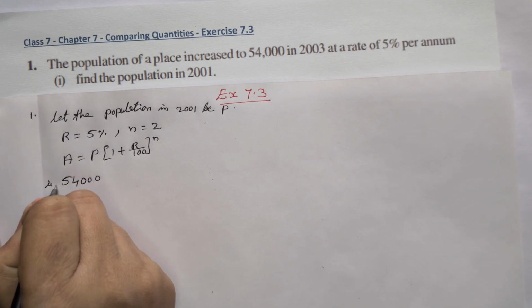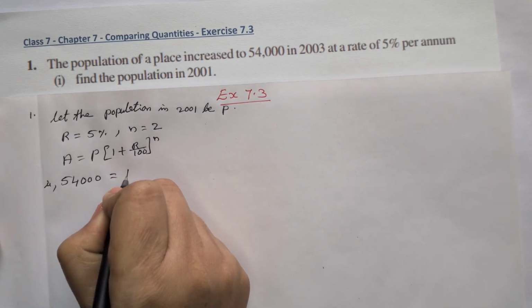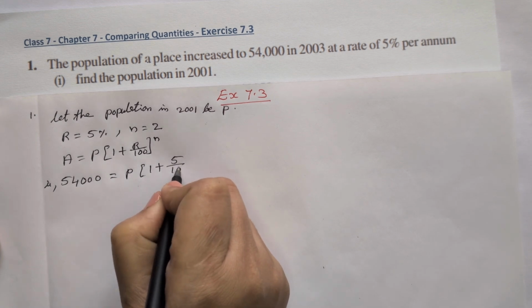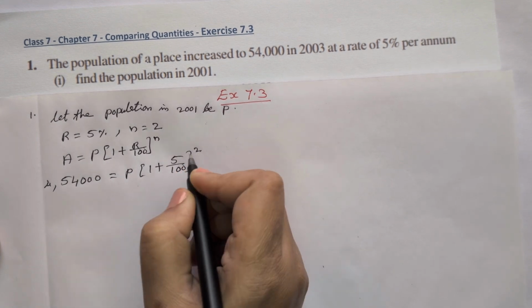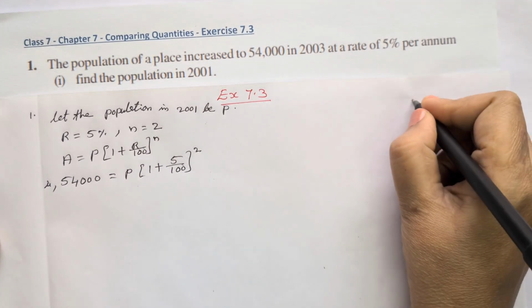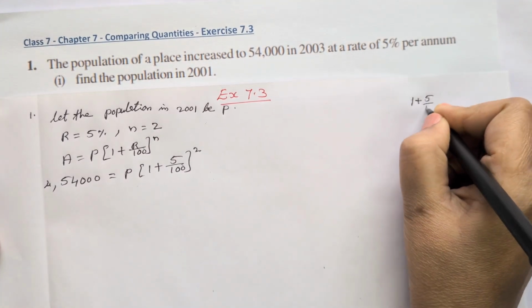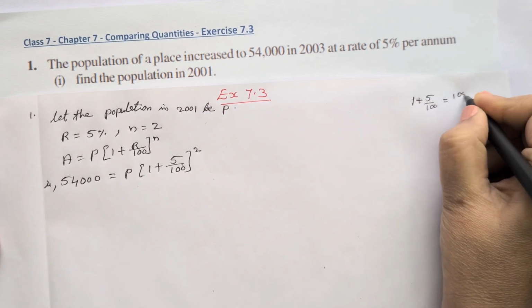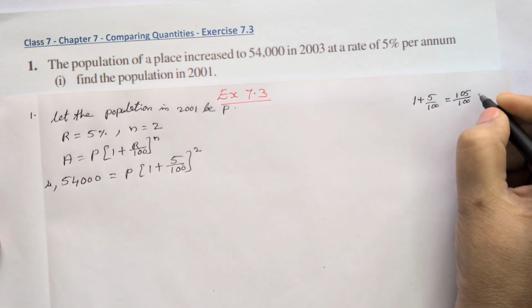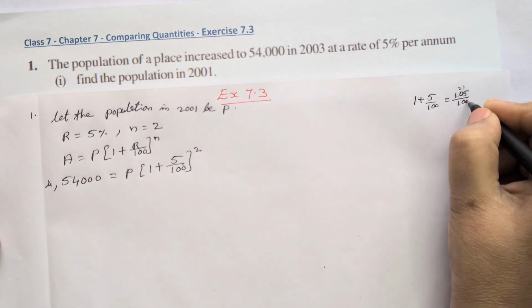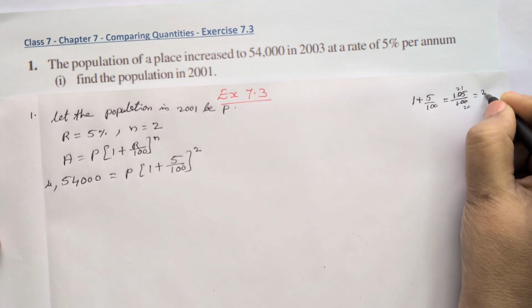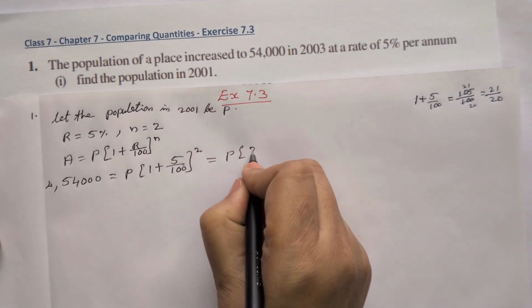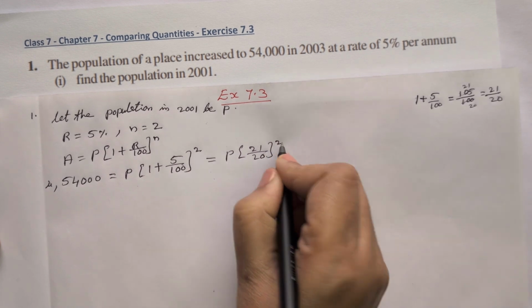54,000 is equal to P. We have to find 1 plus R is 5 by 100, and n is equal to 2. Simplifying this, we can do it here. 1 plus 5 by 100. Take 100 as the LCM. It will become 100 plus 5. That means 105 by 100. When we are simplifying, it will come, that is divided by 5, 20 is equal to 21 by 20. So we can write that is equal to P into 21 by 20 square.